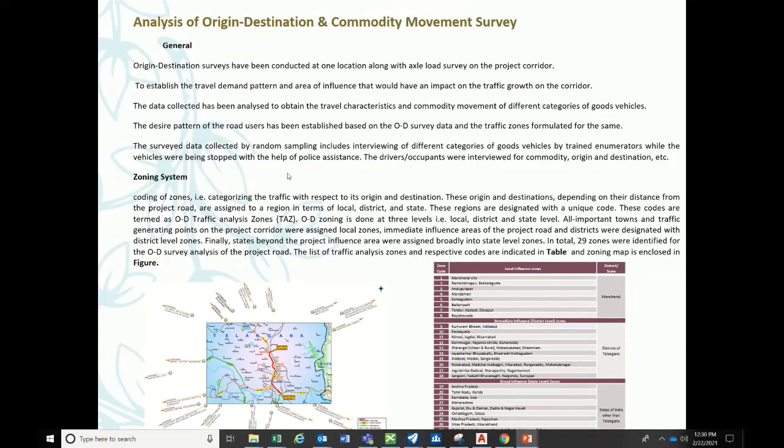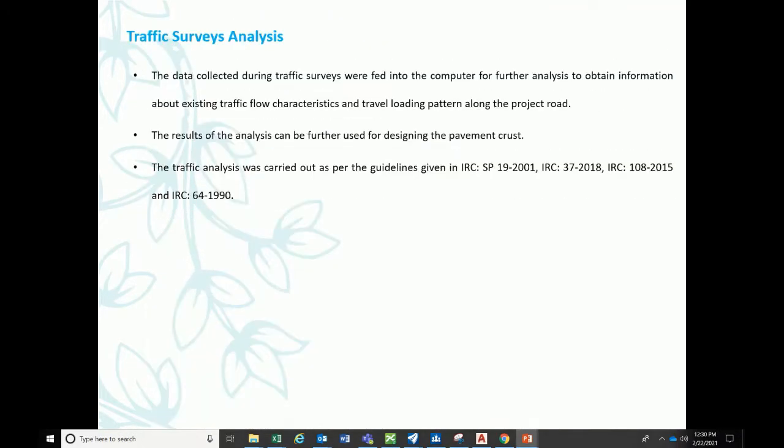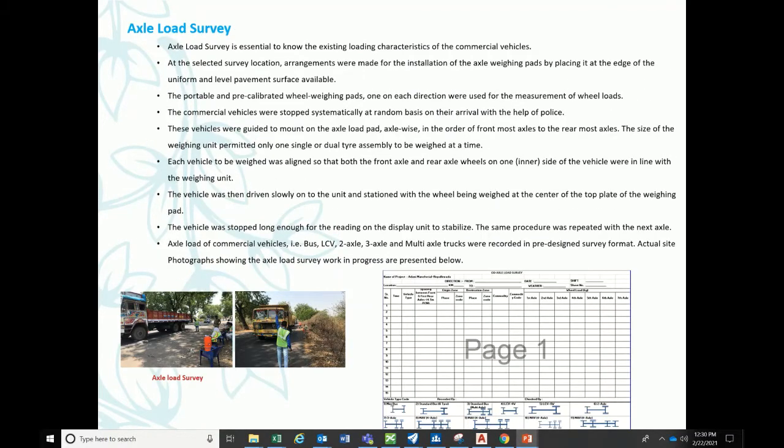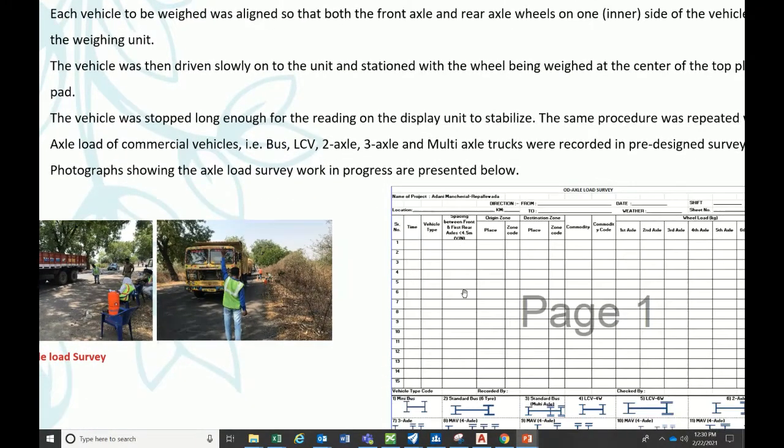Hi friends, today I am going to explain the things related to the origin and destination survey and commodity movement survey analysis. In earlier videos I explained the axle load survey analysis, CVC and the ADT calculations. So in this video, OD survey analysis. Actually, this axle load survey and OD survey are performed combinedly.